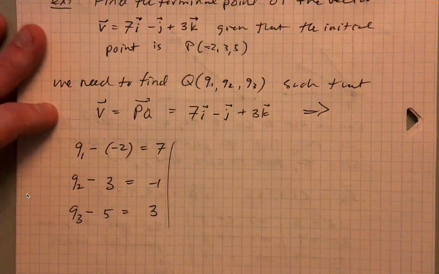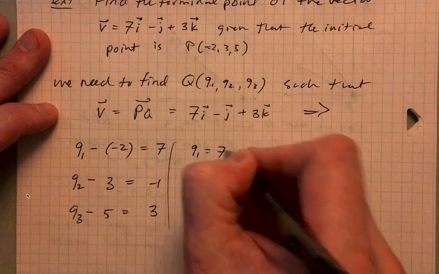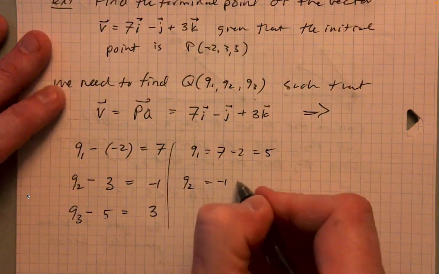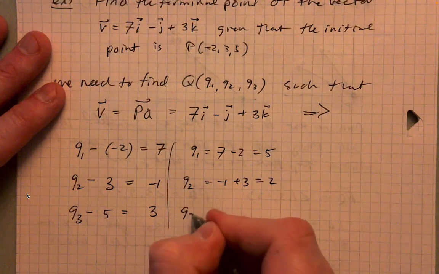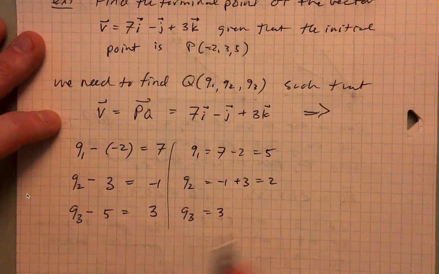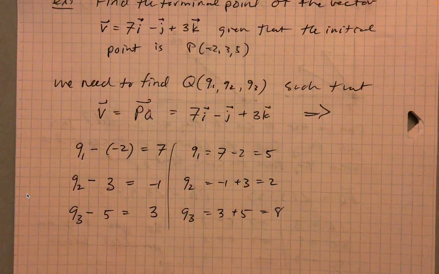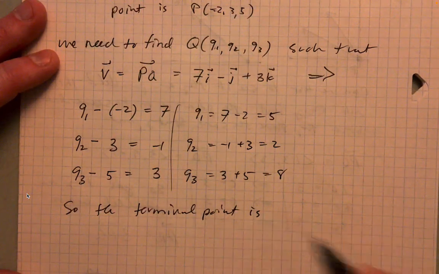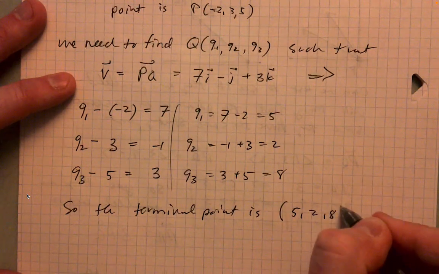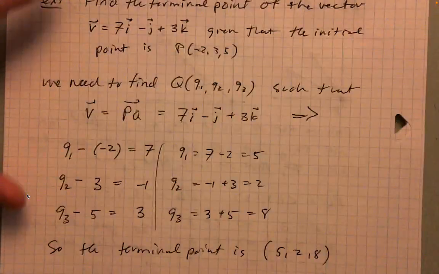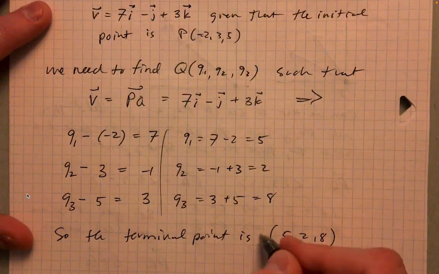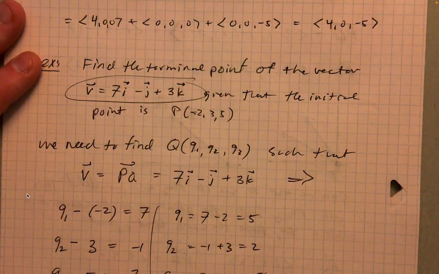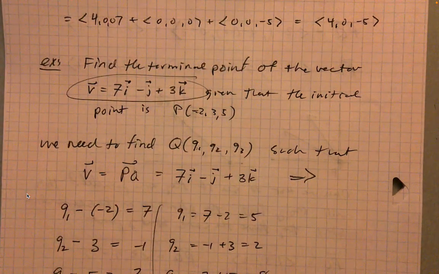These are really easy to figure out. You've got Q1 equals 7, and this would be plus 2 over here, so it'd be minus 2, so it's 5. Q2 is going to equal negative 1 plus 3, so it's 2. And Q3 would be 3 plus 5, so it's going to equal 8. So the terminal point is 5, 2, 8. We can check that by taking your terminal point Q, 5, 2, 8, and subtracting off P, negative 2, 3, 5, and you better get the original vector that you started with. So we can double check that.